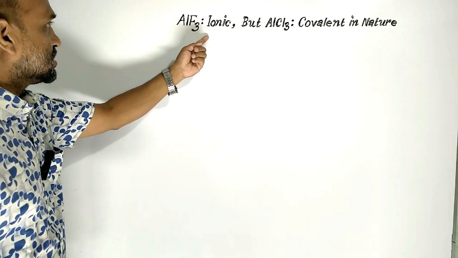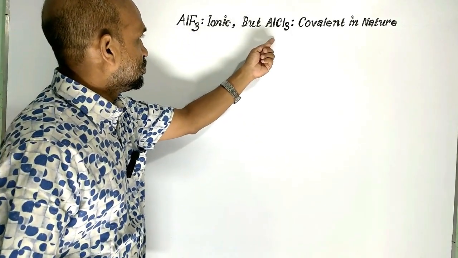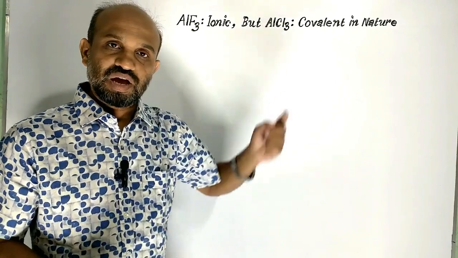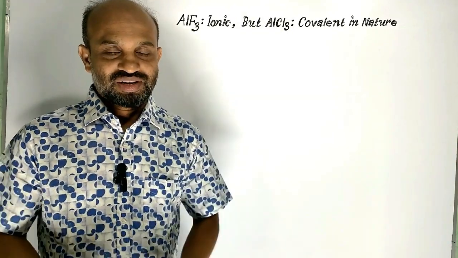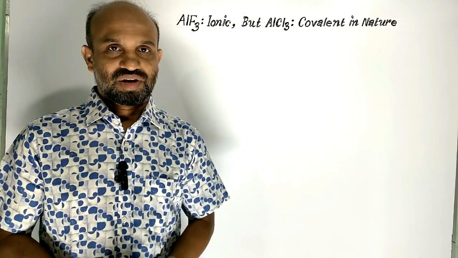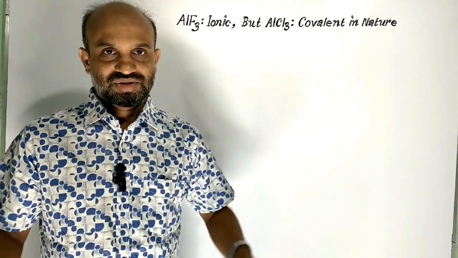Aluminum fluoride is ionic, but aluminum chloride is covalent in nature. But why? This is what we are going to learn today. So let's get started.